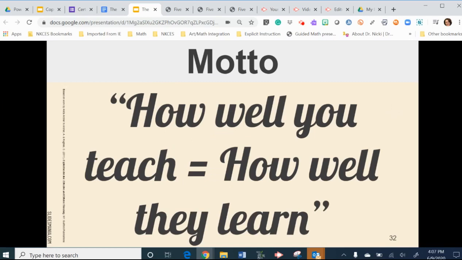How well you teach equals how well they learn. That is a motto by Dr. Anita Archer. I know we've referred to her a couple of times throughout today's session, and I think it's a good way to reflect on what we contribute as educators to the learning environment of every student that we work with.